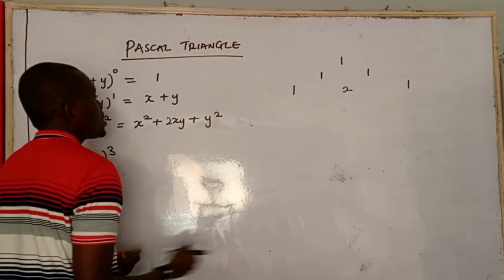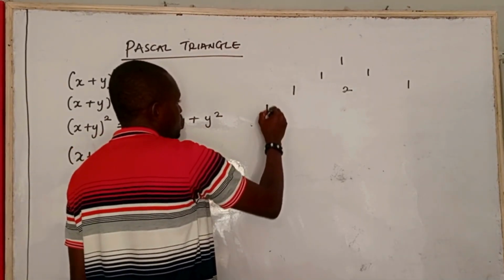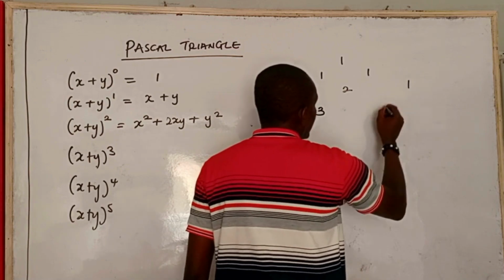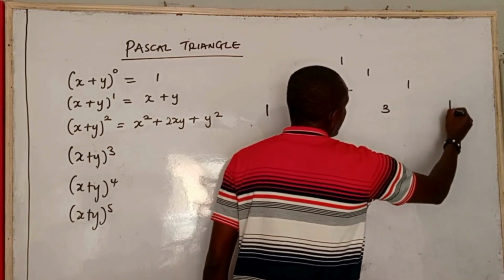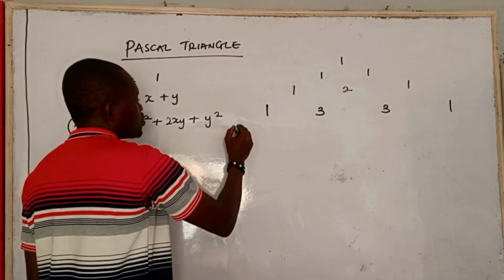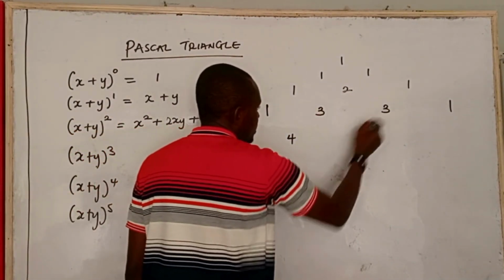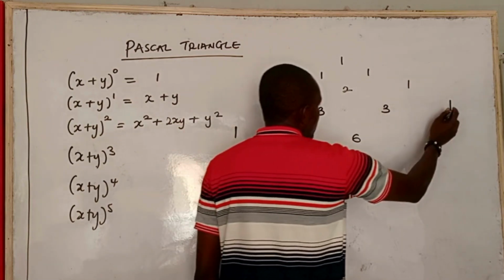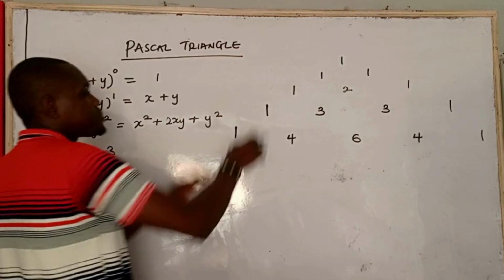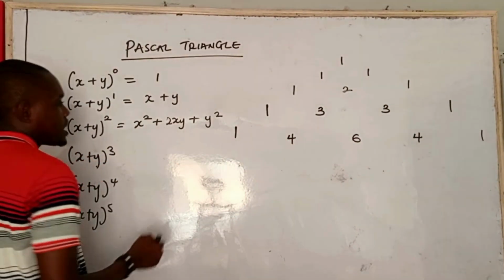So now, if we are to do that of x plus y raised to the power of 3, we are starting with 1, then 1 and 2 will give us 3, 2 and 1 will also give us 3, then we end with what? With 1. Then when we get to that of 4, we are going to have 1, 1 and 3 will give us 4, 3 and 3 will give us 6, 3 and 1 will give us 4, then we end with 1. So if you look at it, it's beginning to form what? A triangle.